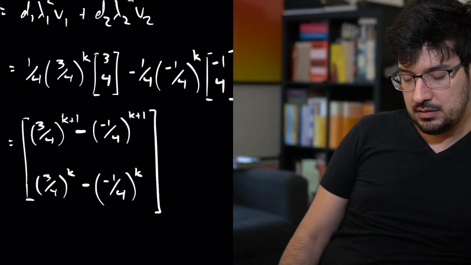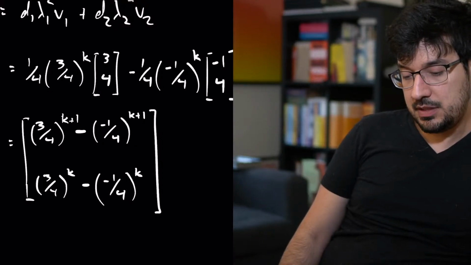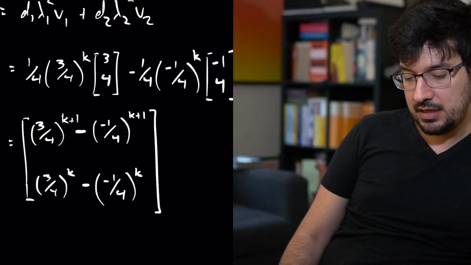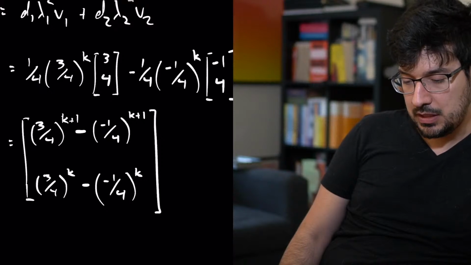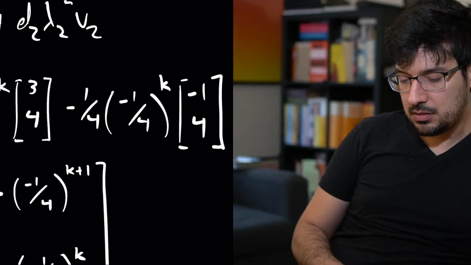Yeah, the first component definitely should be that. Negative 1/4 times negative 1/4 to the k is negative 1/4 to the k plus 1. And we subtract that from multiplying that last term.